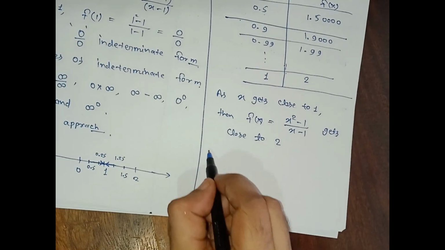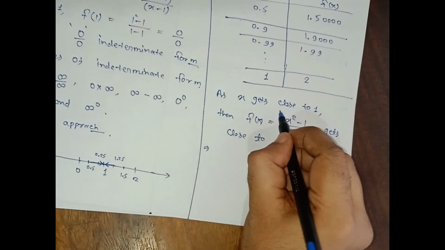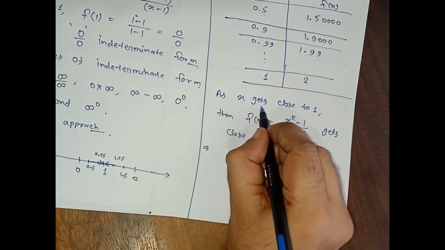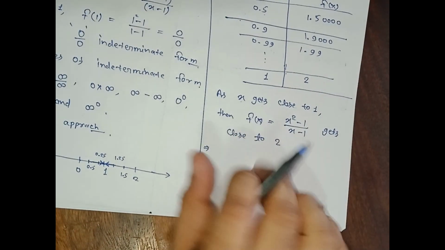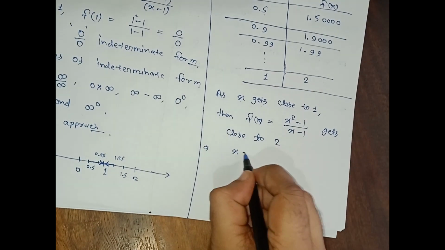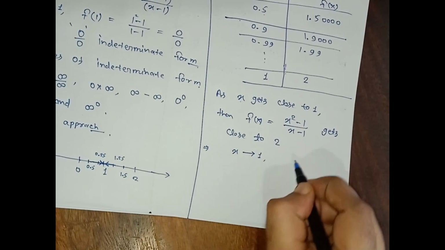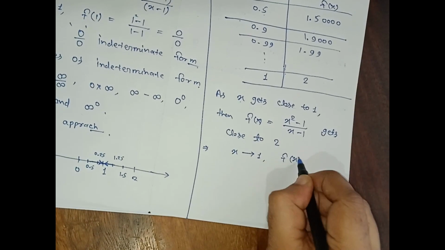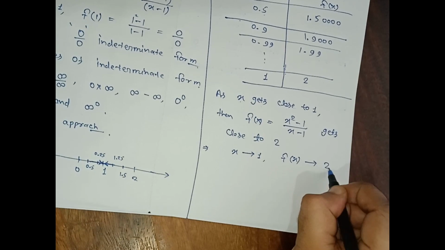Okay, in mathematical terms we write, x gets close to 1, x is approaching 1, x is approaching 1, then f(x) is approaching towards 2.